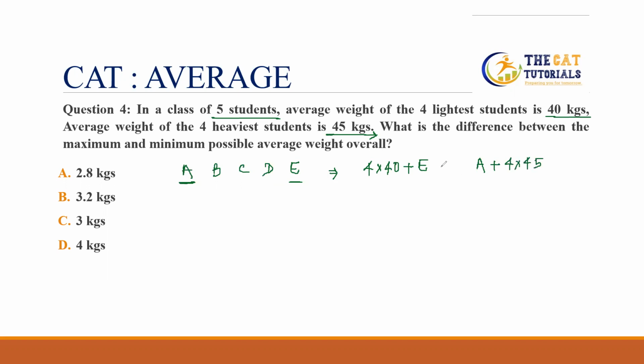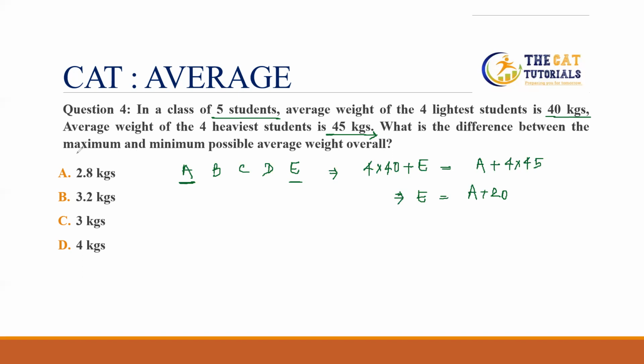So students, both show the weight of the total students, so definitely we can equate them. If we equate them, the equation becomes E equal to A plus 20. So we can say that the weight of E is 20 kg more than A. But the question is, we have to find the difference between the maximum and minimum possible average weight overall.